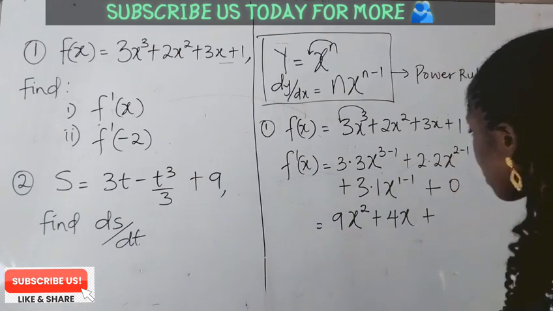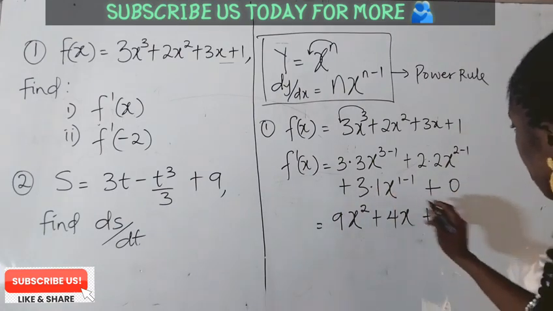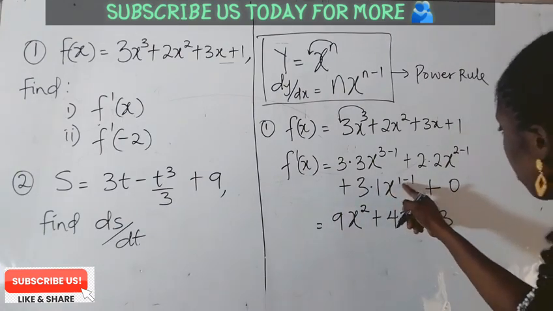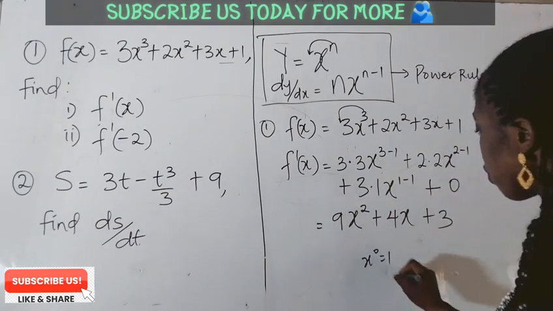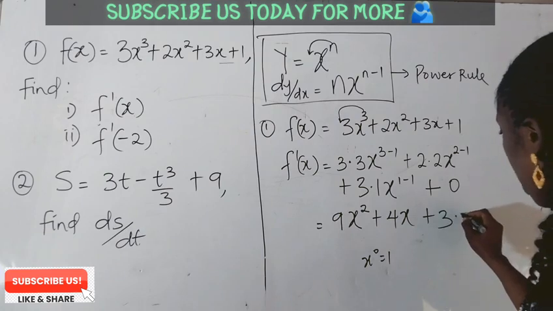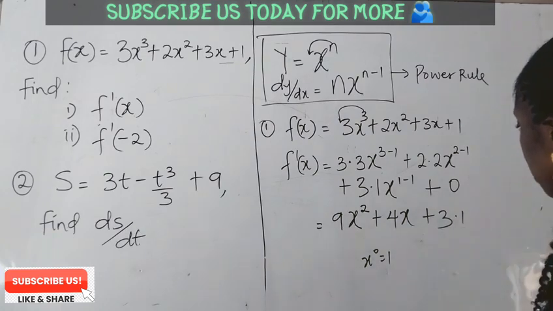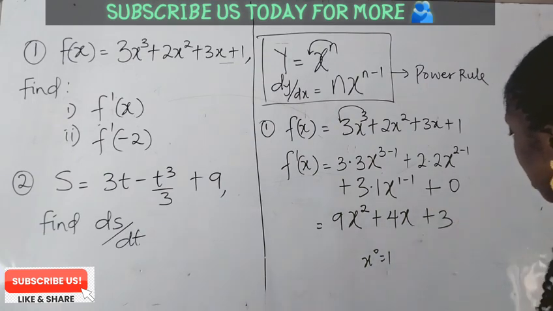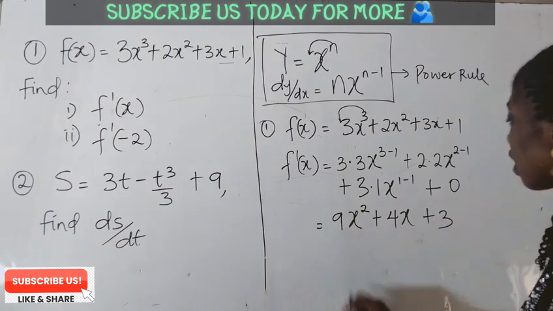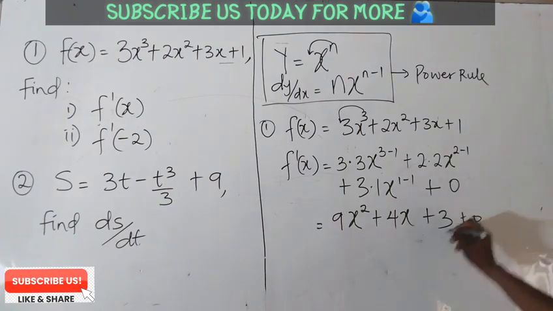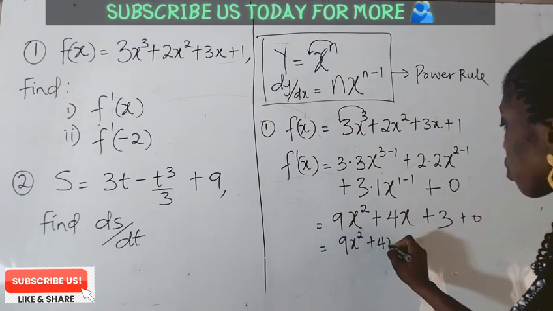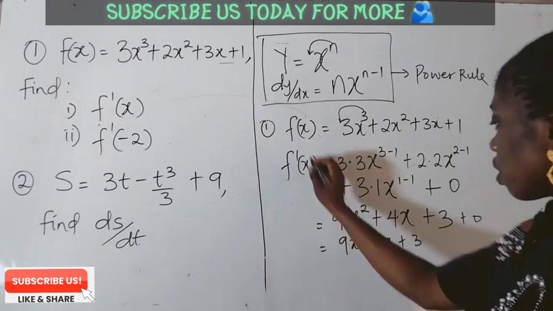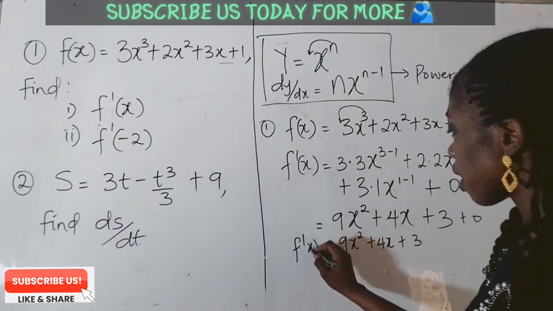So it's still x. So 3 multiplied 1 is 3. 1 minus 1 is 0. And x to the power of 0 will give us 1. So this is 1 multiply 1. And 3 multiply 1 still gives us 3. I hope it's clear. Okay, plus 0. So we're having 9x to the power of 2 plus 4x plus 3, which is our f prime of x.